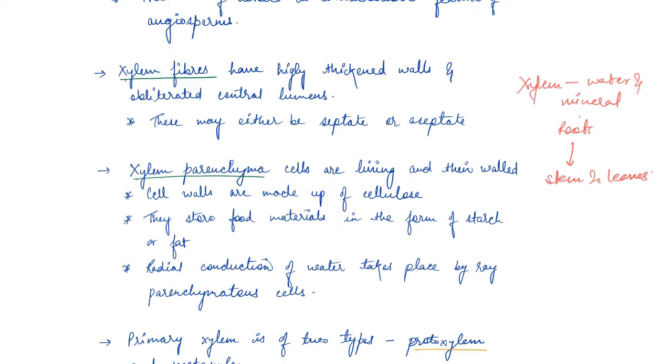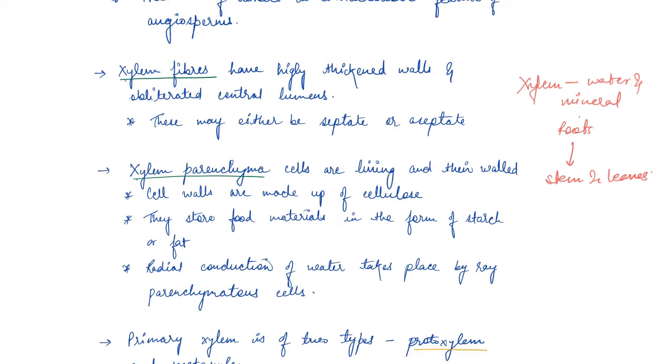They store food material in the form of starch or fat, right? There are also different substances like tannins. So, they store food material in the form of starch, fat, or even other substances like tannins. Now, the radial conduction of water takes place by the ray parenchymatous cells, right?